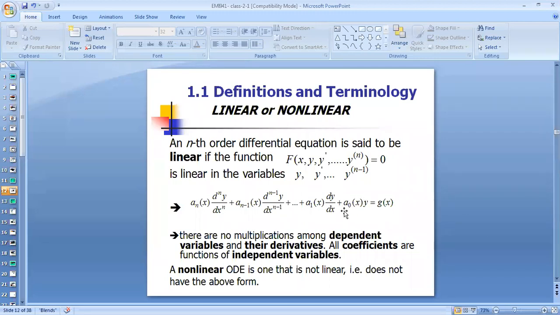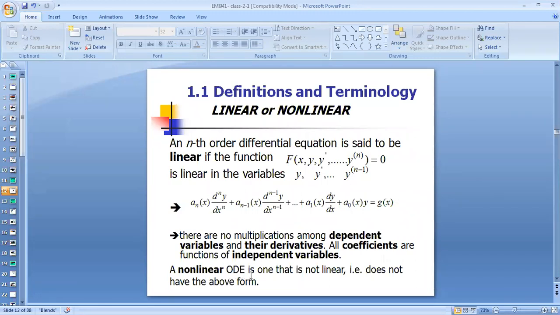The coefficients will be a_0, a_1, up to a_n. These may be constants or functions of x only. On the right hand side we have g(x), which is also a function of x. There are no multiplications among the dependent variables and their derivatives. All coefficients are functions of the independent variable, that means functions of x only. This is the standard form of a linear differential equation.